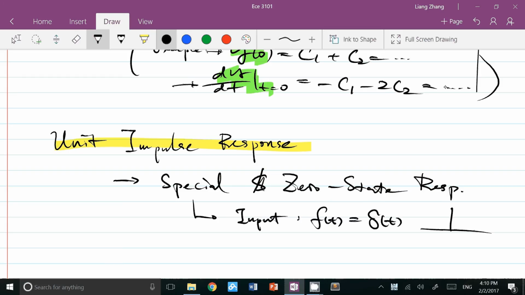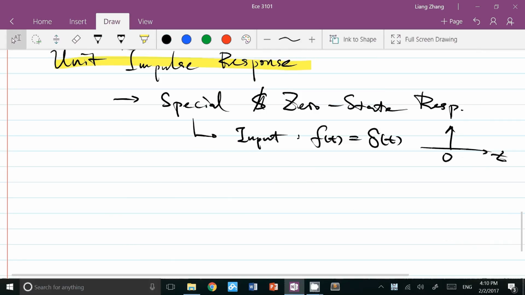Meaning at time 0, you're going to flick the system and look at how it responds. So give a quick flick, quick push, quick nudge. Systems usually will respond, will move a little bit, like something pushes you and you move a little bit. So unit impulse response is to see how the system will respond to such a short-time strong input.